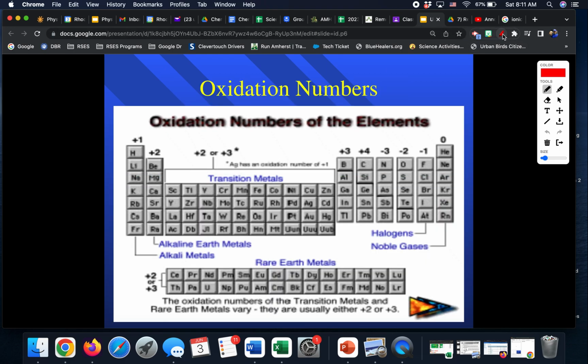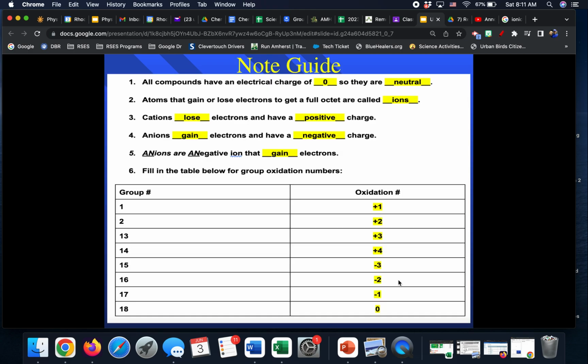Here's a nice summary, and you might want to copy this onto your periodic table. Everything in this group has a +1 ionic charge. Everything in this group has a +2. These are special. They're +2 or +3, so we're going to ignore them for today. We'll spend a whole other day talking about those. +3 and 4 for these two groups. And then we get to the negative, the anions over here, and -3, -2, -1. And remember, our noble gases have 0 valence electrons. They already have a full octet, so they're very unreactive. Go ahead, press pause while you put all that into your notes.